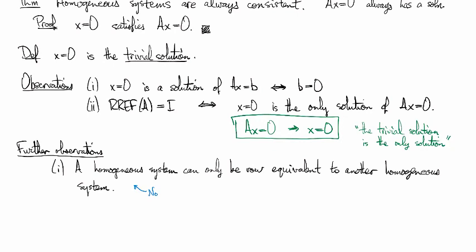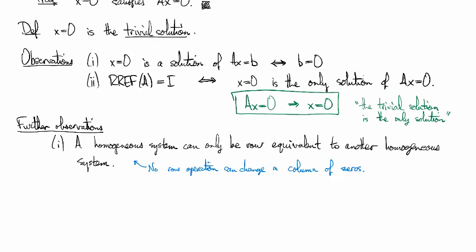So the main point is that no row operation can change a column of zeros. And this means that we have the following consequence: for a homogeneous system, we don't need to form the augmented matrix.